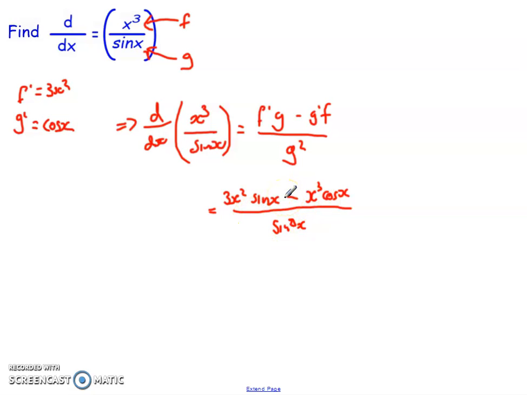Now at this stage, if you can simplify it, do it. I could take out a common factor of x squared from both terms on the top if I wanted to, but I'm happy enough just to leave it in this format. Sometimes you'll be able to cancel out, and if you can, do it. Get rid of as much as you can and just make it as simple as possible for you when you're working with it.